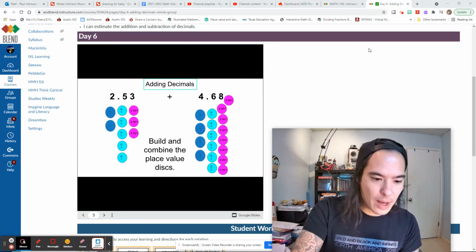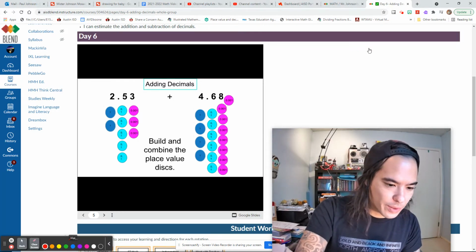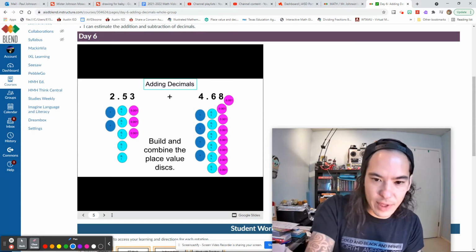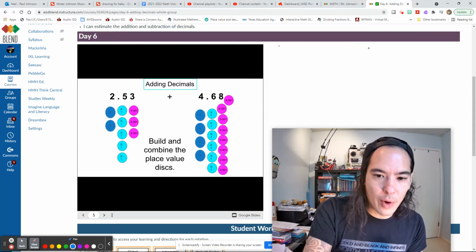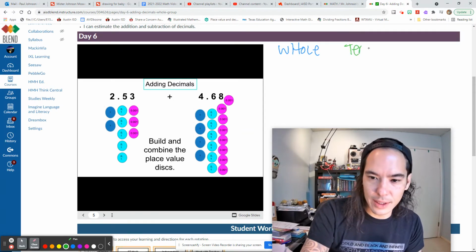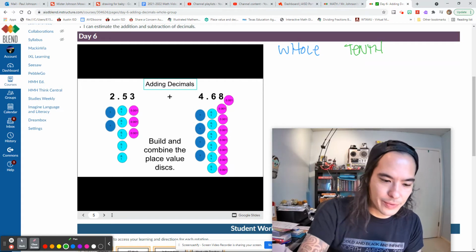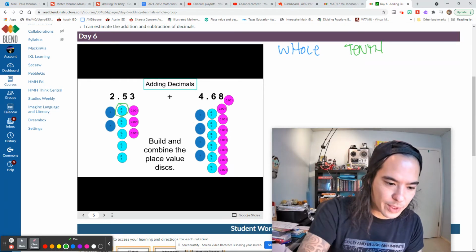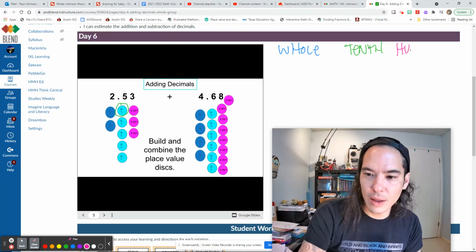All right, I'm going to try once again to use similar colors, but I think I'm going to fail when it comes to the light blue because I don't have a light blue. All right, wholes were in this color. We're going to pretend that the tenths are in this color instead of the light blue. So I'll circle one just so we know, and then hundredths are going to be in pink.